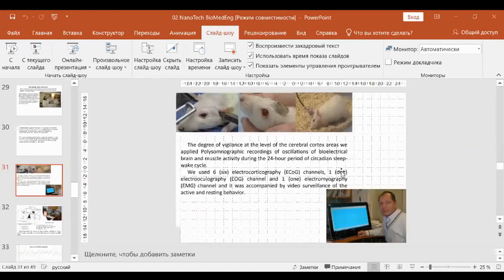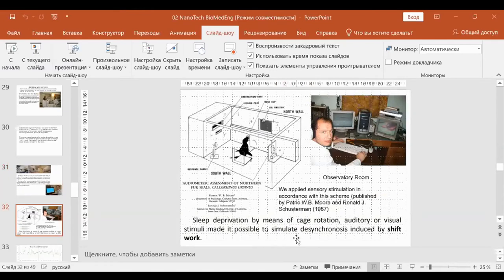To assess the degree of vigilance at the level of the cerebral cortex areas, we applied polysomnographic recordings of oscillations of bioelectrical brain and muscle activity during the 24-hour period of the circadian sleep-wake cycle. We used 6 electrocorticography channels, 1 electrooculography channel, and 1 electromyography channel, accompanied by video surveillance of the active and resting behavior. Sleep deprivation by means of cage rotation, auditory or visual stimuli made it possible to simulate desynchronosis induced by shift work.